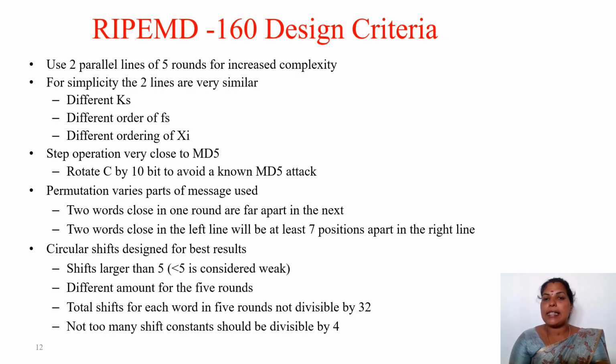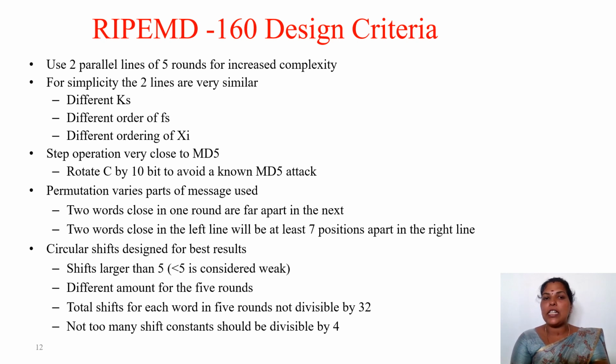So coming to the design criteria of RIPEMD-160, it uses 2 parallel lines of 5 rounds. Why did they use 2 parallel lines of 5 rounds? In order to increase the complexity. What is our ultimate aim in cryptography? We have to provide more confusion and diffusion so that the attacker can't easily extract or get the information. So in order to increase the complexity only, they have given 2 parallel lines of 5 rounds.